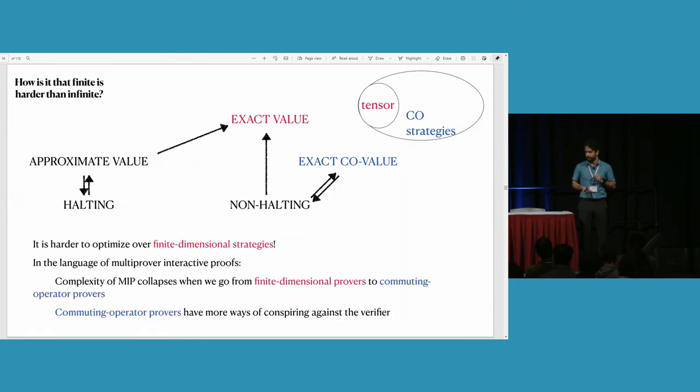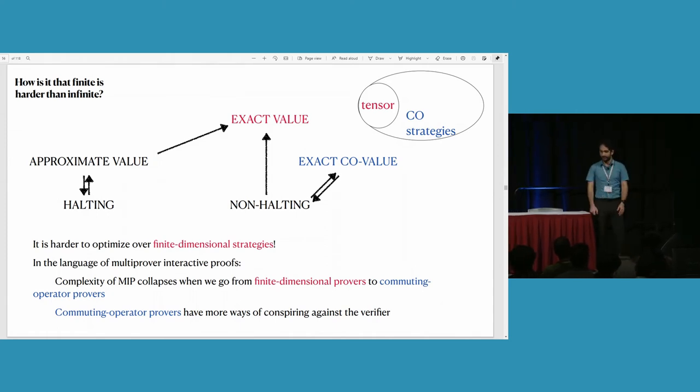Now, for the complexity theorist in the audience, in the language of multi-prover interactive proofs, this is telling us that the complexity of MIP collapses when we go from finite dimensional strategies to commuting operator strategies. In other words, commuting operator provers have more ways to conspire against a finite dimensional prover.